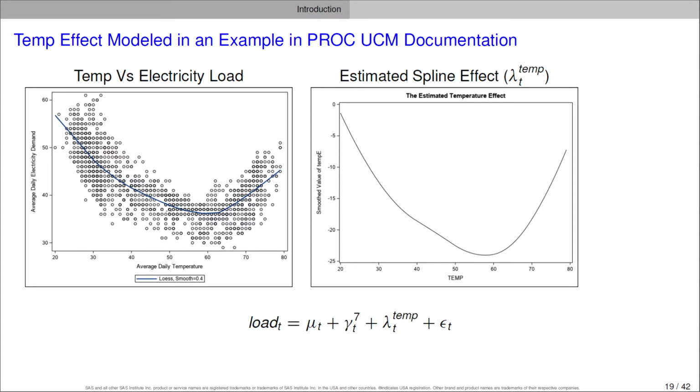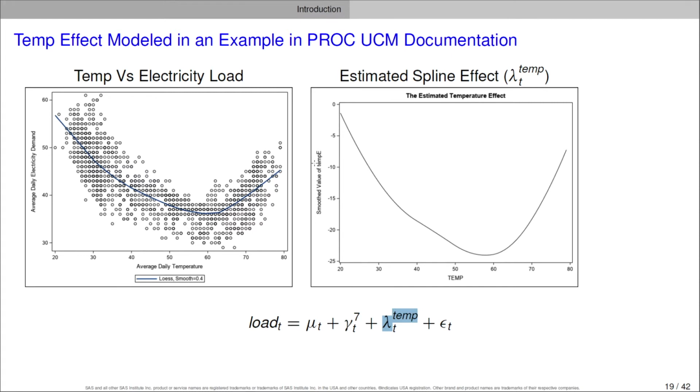The right-hand side plot shows the estimated temperature effect obtained by including a spline term in the model. The spline term is included in the model the way we saw in the last slide. And as you can see, the estimated temperature effect is very similar to what the scatter plot shows. So that means we clearly got this term right. With this, we complete the discussion of the UCM procedure.